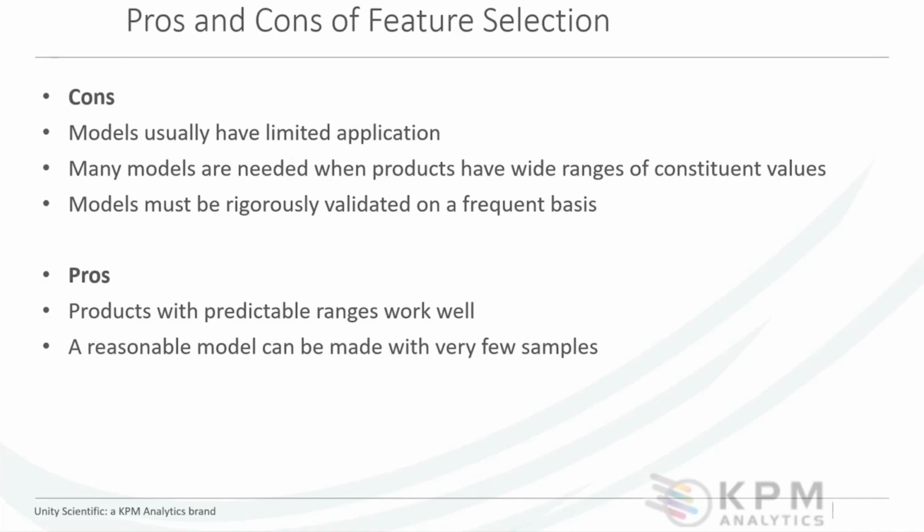On the pros, products with predictable ranges work very well. So if you're in a production environment, for example, and all of your samples fall into a fairly narrow, repeatable range, feature selection can work very well. And one of the biggest pros is a very reasonable model can be made with very few samples, sometimes as low as 5 samples. So feature selection is definitely a way that you can deal with an overdetermined system.